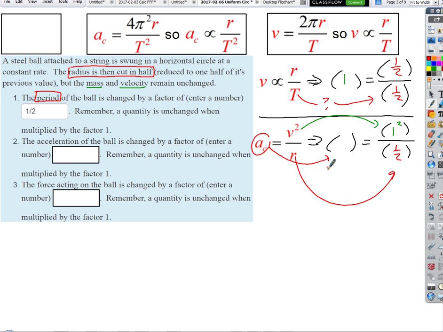You've got to think about this one. It's going to be 2, isn't it? Yeah, because it's got to be equal to this side. We would just have 1 divided by 1/2, so we flip and multiply, and we get 2.